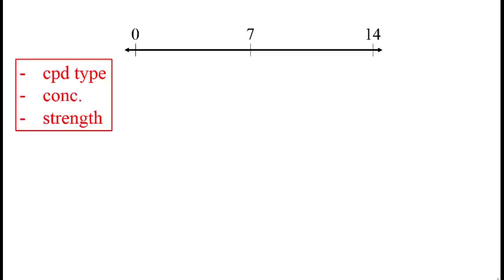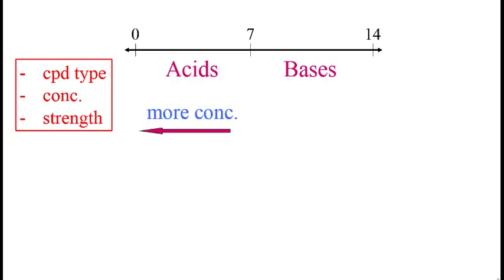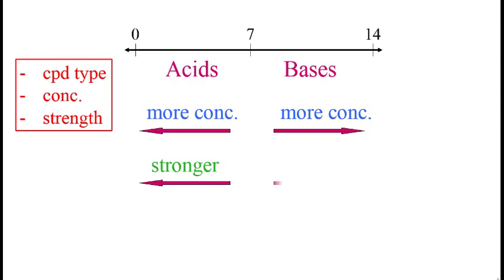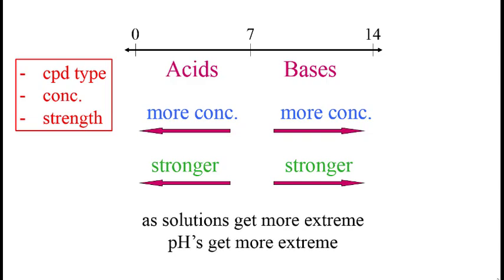So, as a reminder, the type of compound, its concentration, and its strength can all play a role in the pH. Acids will have pHs less than 7, while bases will be above pH 7. As acids get more concentrated, the pH goes down. As bases get more concentrated, the pH goes up. As acids get stronger, the pH goes down. As bases get stronger, the pH goes up. A simple rule of thumb is that as solutions get more extreme, either more concentrated or stronger, the pH gets more extreme, going towards the ends of the range.